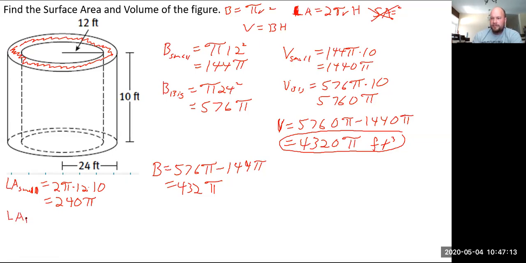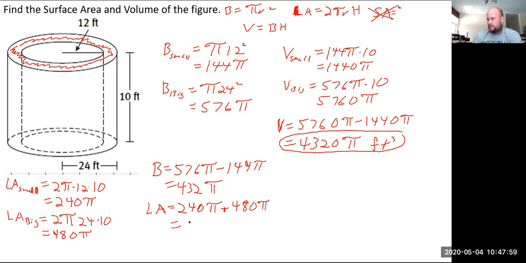Lateral area of the big one, again, plug it into our formula, 2 pi. The radius was 24, so 24 times the height of 10. 2 times 24 is 48. 48 times 10 is 480 pi. So now, lateral area of the entire shape, because you have the inside and the outside lateral area, you have to add those together. So you have the 240 pi plus the 480 pi gives us 720 pi.